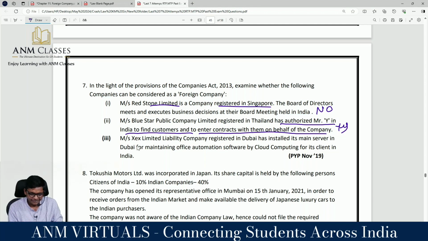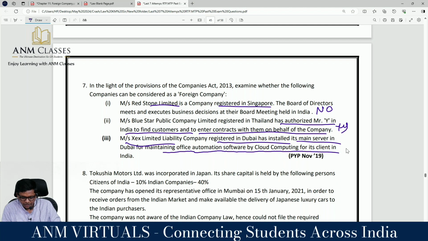Here it came, yes. X Limited Liability, some company registered in Dubai, has installed a main server in Dubai for maintaining office automation software by cloud computing for its clients in India. We don't care about the server. We only care about place of business. Place of business for cloud computing for its clients in India. Is it having a place of business in India? Yes. In that list, cloud computing is there. So the answer is yes. It's a foreign company.